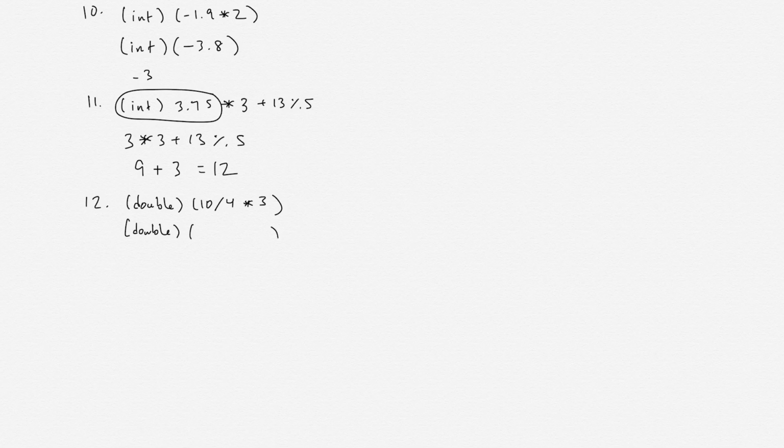So we do first, left to right, 10 divided by 4 is 2 times 3. Then we get 6. So we get for double 6. And finally, that would be 6.0.